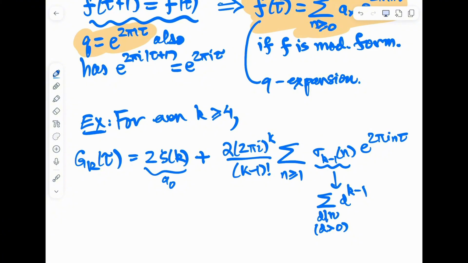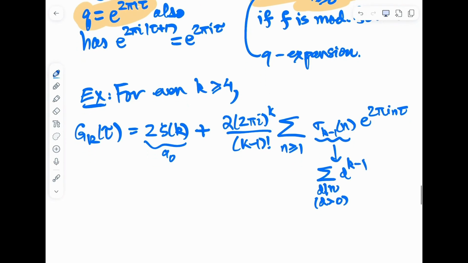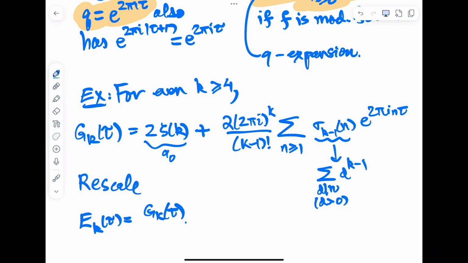Now it turns out that the zeta function at k is nearly equal to 2 pi. Euler's formula for the zeta function on even numbers involves that coefficient of the sum over n greater than or equal to 1. So if you rescale, this is called E_k of tau, the rescaled version, where you divide by the constant term to force the constant term to have value 1.